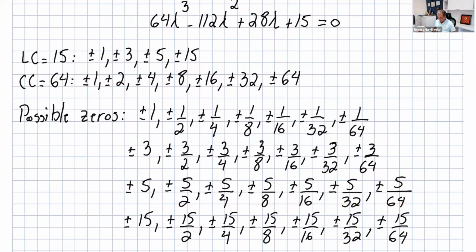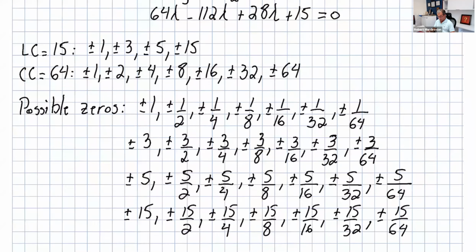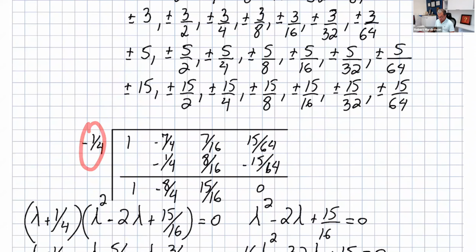And plus or minus 15 divided by all those, you get this line. And this is pretty long. Once you list them, then you have to start the synthetic division. Now here, if you do the synthetic division, the first one that's going to work is -1/4, and I put that here.